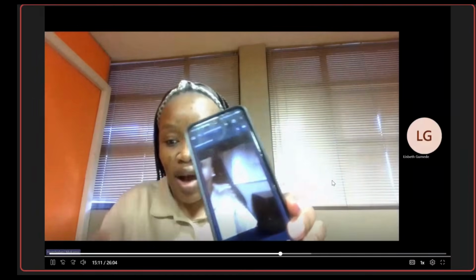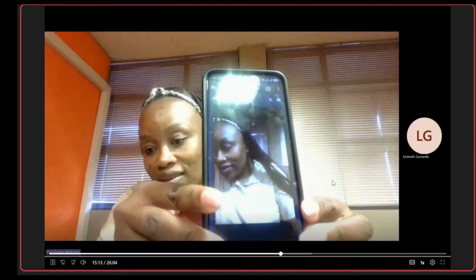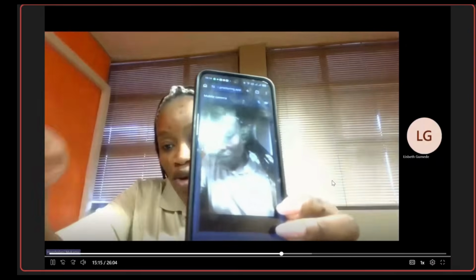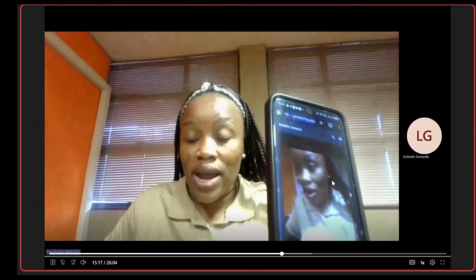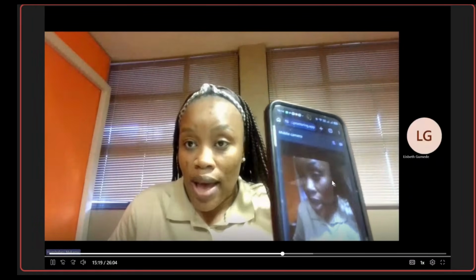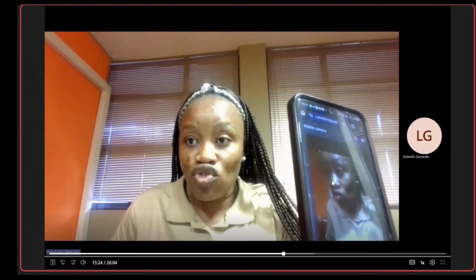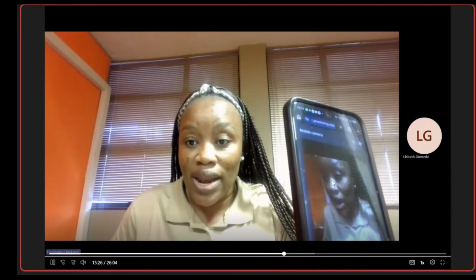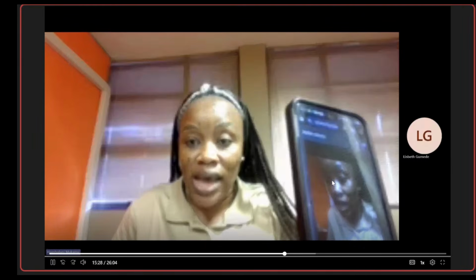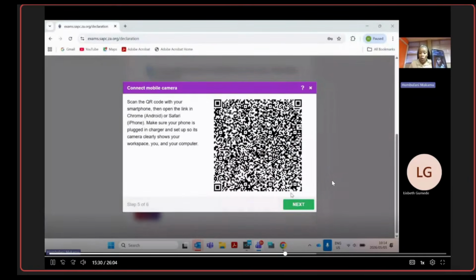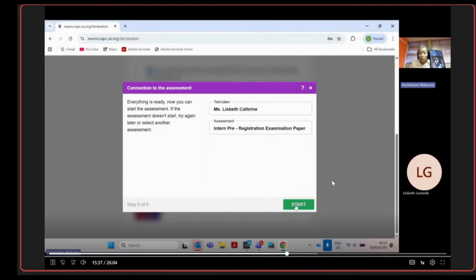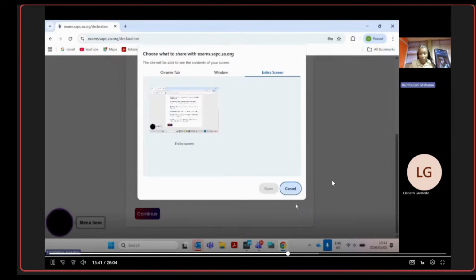Now that we have successfully connected our phone, you can see me from the phone and from the recording. I will now close the camera from the laptop so that I can go back to sharing the screen, and you can also see what we are doing. When I go back now, you can see that the next button is available for me to go on to the next step. Remember, before, the next button was not available, right?